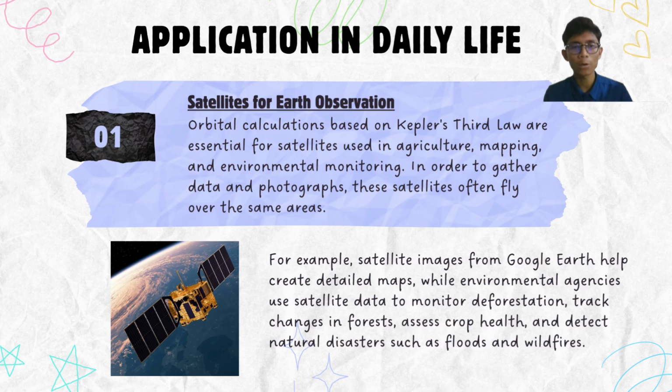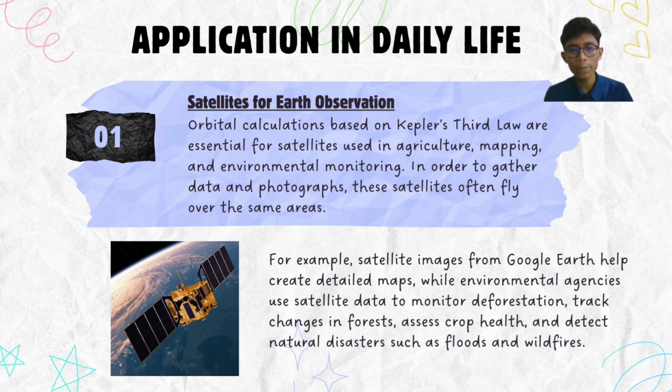Next, I will present the applications in daily life of the harmonic motion law. The first application is satellites for Earth observation. Kepler's third law helps scientists calculate the orbital period of satellites, allowing them to travel in the correct orbit around Earth. This is very important for satellites used in agriculture, mapping, and environmental monitoring.